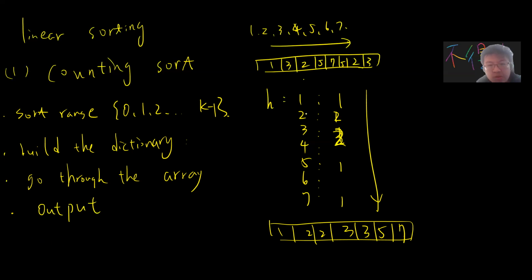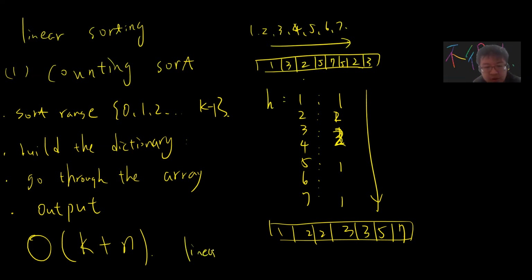Okay, so the complexity will be, suppose the range is 0, 1 to k minus 1, you need to build a dictionary, k plus n. Because you need to spend time on building this dictionary, and then you need to scan it. So it costs O(k plus n), which is linear in this case, order of n or theta of n.